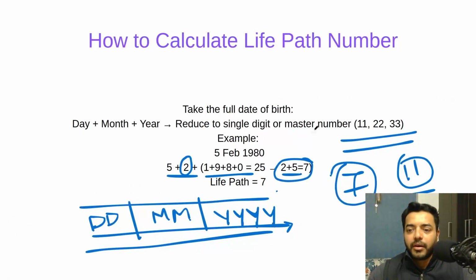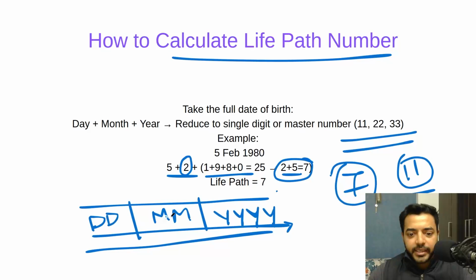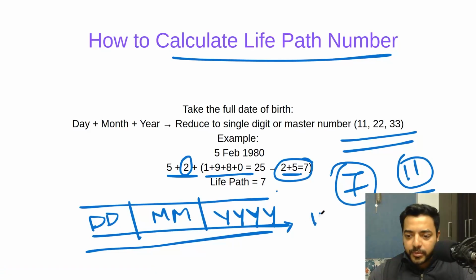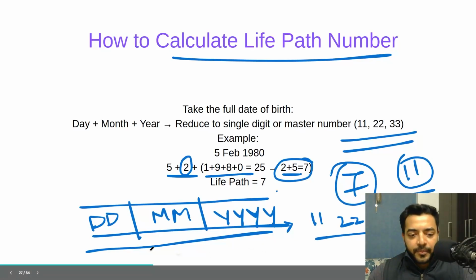So once again, how do you calculate the life path number? You write down your birth date as DDMMYYYY, and in here you add each digit and get the total. If the total becomes 11, 22 or 33, you keep it as 11, 22 or 33. And if not, let's say it is 10, then you do 1 plus 0 is 1, so 1 is your life path number. If it is 20, 2 plus 0 is 2, so 2 is your life path number. If it is 30, then 3 plus 0 is 3. You get 3 as the life path number.